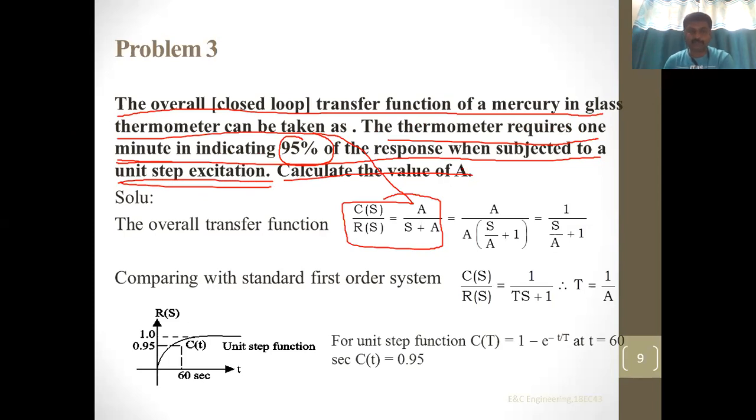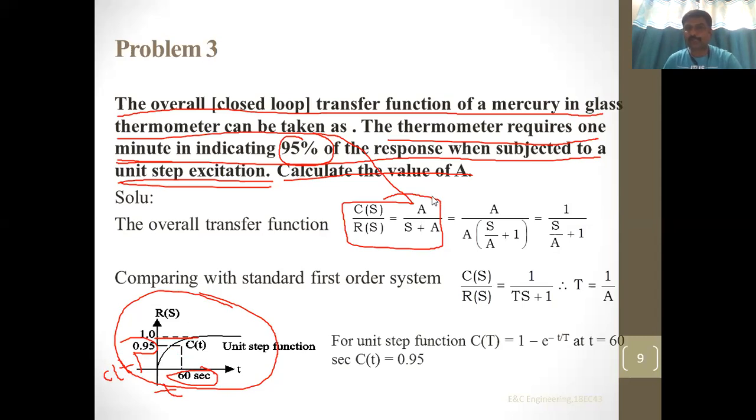Is it okay? Now this is the response. You can observe this first order system C of t. This is the maximum, but it reaches 0.95 at what time? 1 minute. 1 minute in the sense 60 seconds. This is t and this is C of t. Is it okay? Now C of t is given, t value is given. Now what we need to find? We need to find the value of constant A.